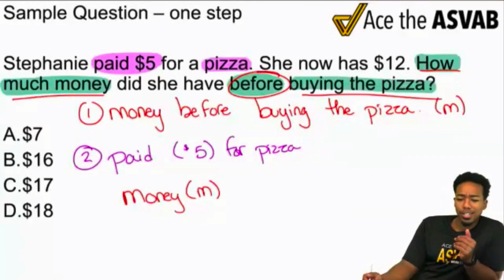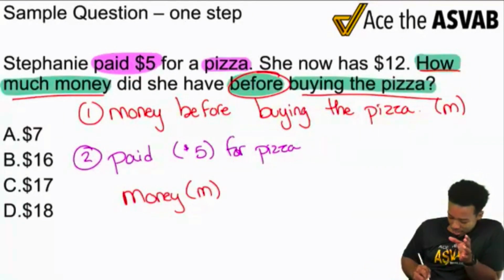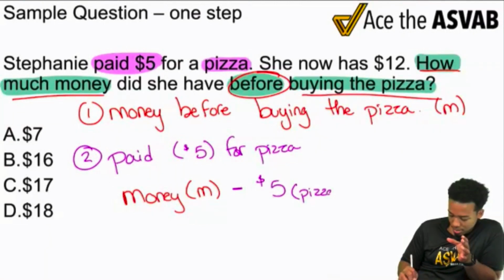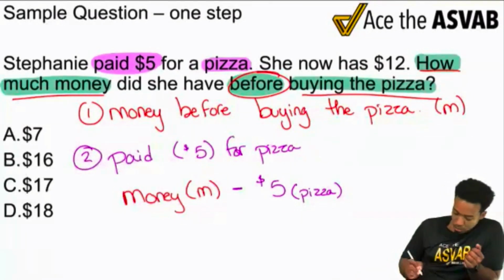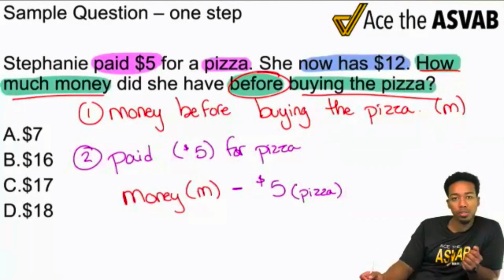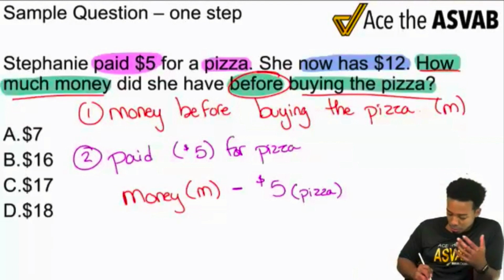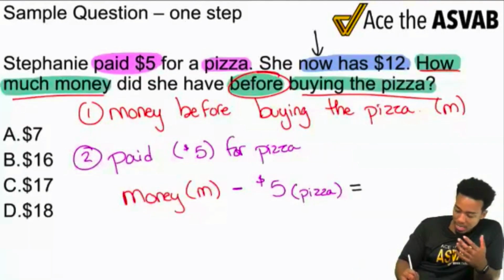But yeah, so here we are going to take away the $5 because that was the pizza. Then everybody, what did we end up with here? We ended up with $12 right there. Yep. We ended up with 12. Now has $12. And you know this is going to be on the other side of the equal sign because it says now you have 12.